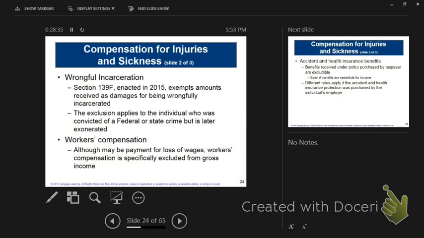All right, wrongfully incarcerated, this came out many years ago. I've been teaching too long. I remember when it came out. So if you're wrongfully incarcerated and you get the back pay or you win in a lawsuit, that is not taxable. All right. And then workman's comp is never taxable.